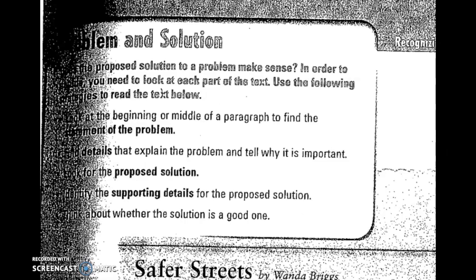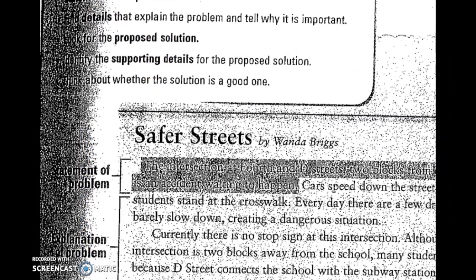Here is the whole page. I apologize for the copy here, but it does say problem and solution. The proposed solution to a problem makes sense. In order to decide, you need to look at each part of the text. Use the following strategies to help read the text. Find the statement of the problem, find the details, find the proposed solution, the supporting details, and think about whether the solution is a good one.